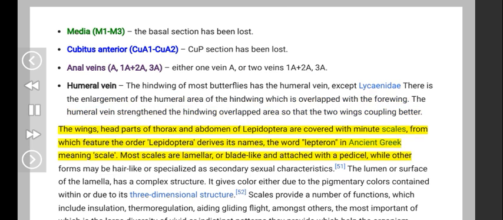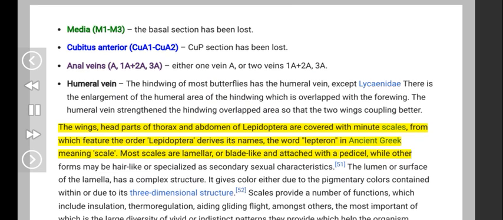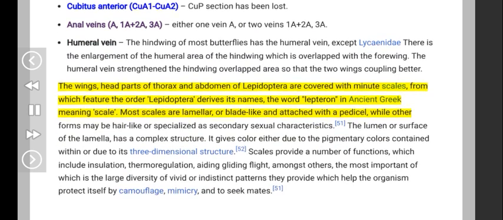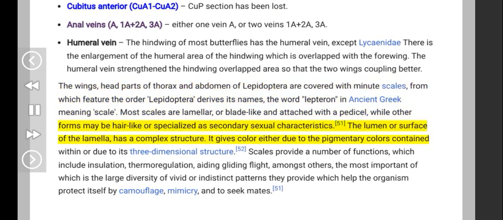The wings, head, parts of the thorax and abdomen of Lepidoptera are covered with minute scales, from which feature the order Lepidoptera derives its name, the word lepis in ancient Greek meaning scale. Most scales are lamellar, or blade-like, and attached with a pedicel, while other forms may be hair-like or specialized as secondary sexual characteristics. The lumen or surface of the lamella has a complex structure.